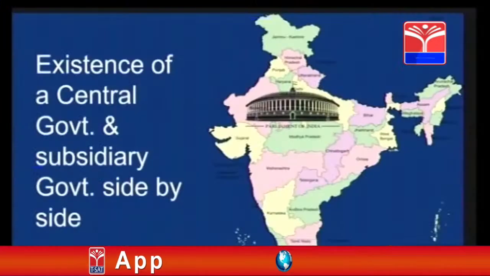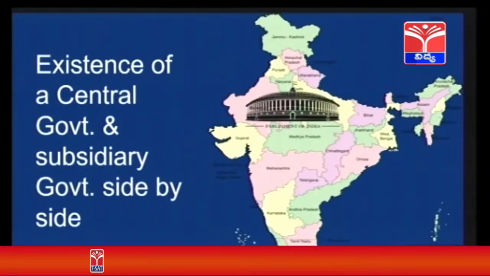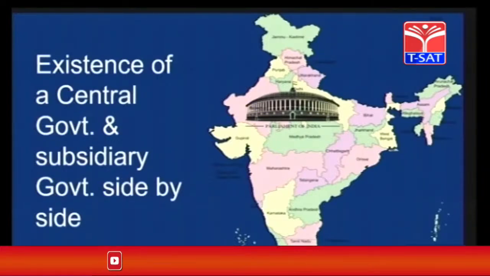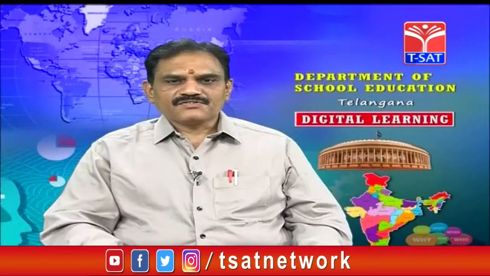The existence of a central government and subsidiary governments side by side means, if you see this India map, we have the parliament for the whole country, and at the same time our country is divided into states, and every state has its own government. So this is what we call decentralization. At the center we have the parliament, and at the state we have the assemblies.